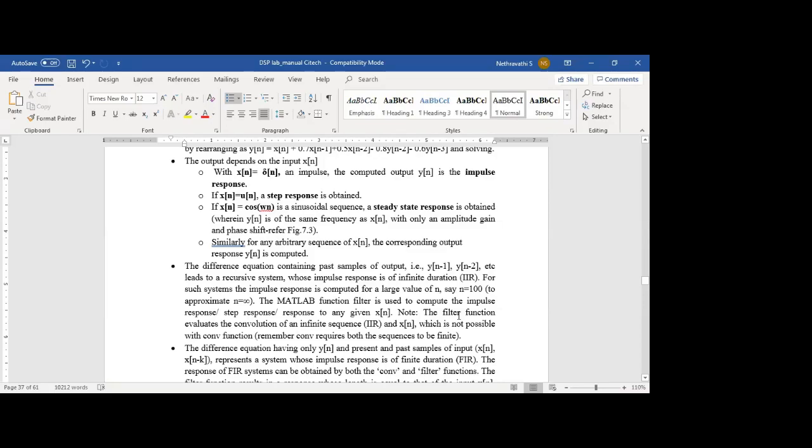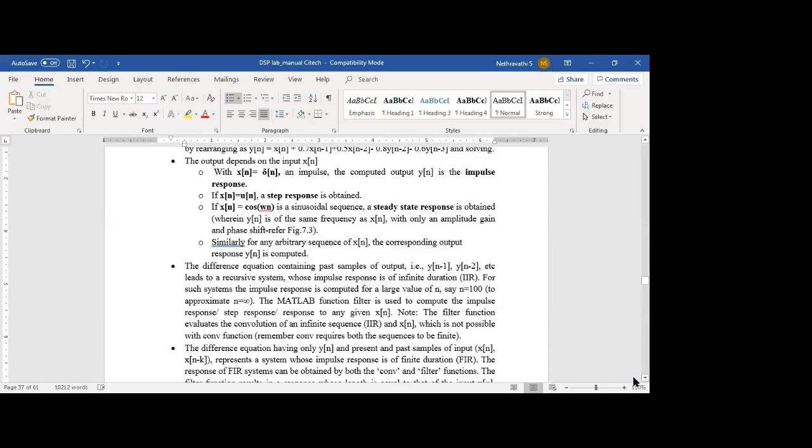Why? Because when we find the convolution using CONV, the total length will be the first sequence length plus the second sequence length minus 1. But for an infinite impulse response, the sequence will be an infinite sequence. So we are not using the word CONV here. Instead of CONV, we are using another function in MATLAB, the word FILTER.